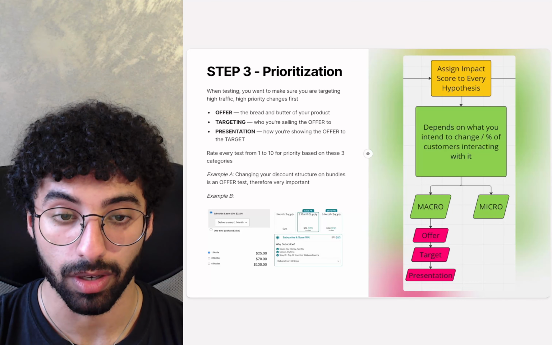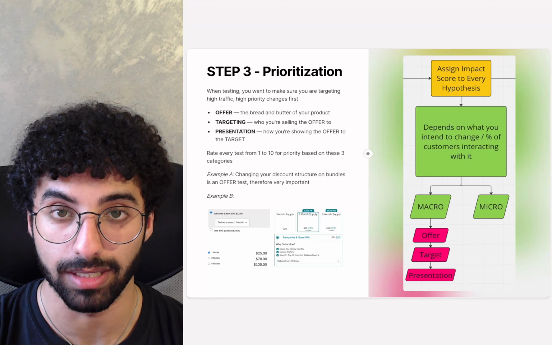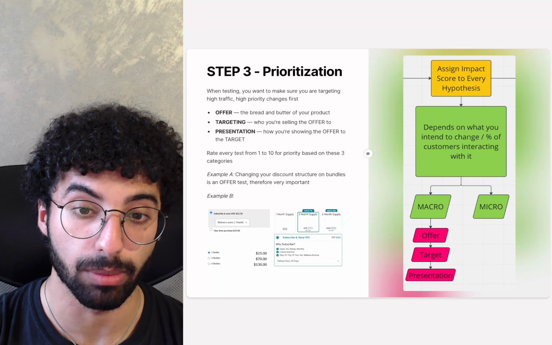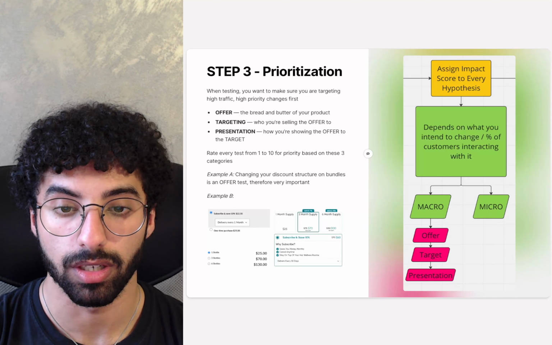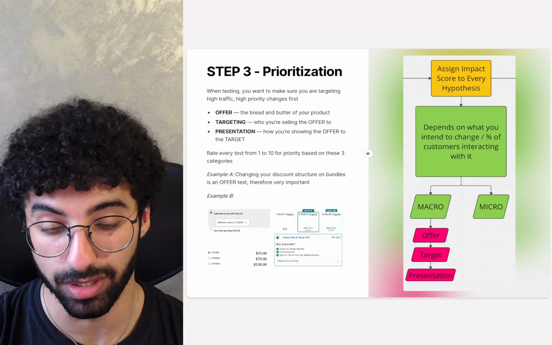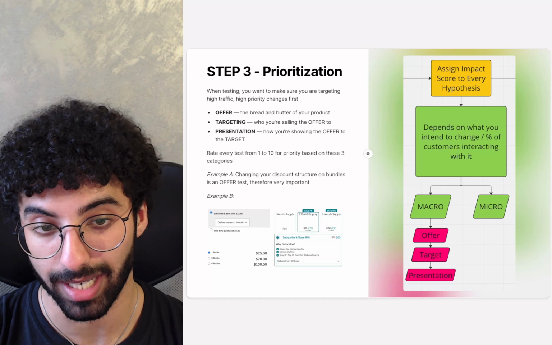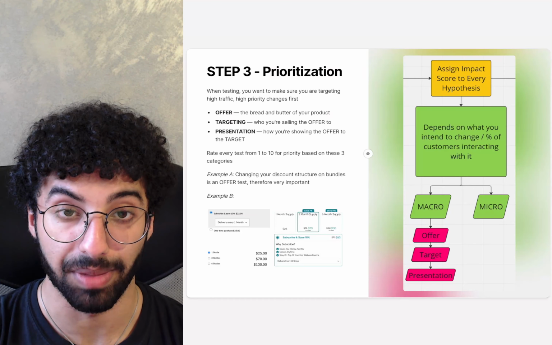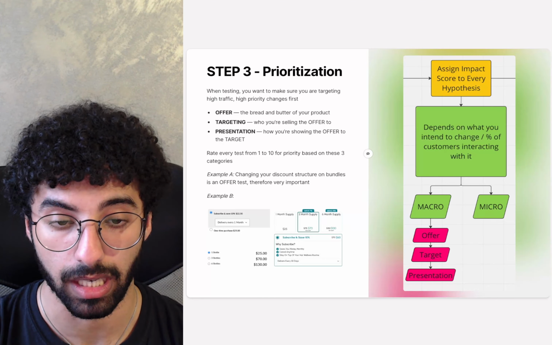So here, in order, are the things which have the most impact on your brand and on your store. Offer, the bread and butter of your product; targeting, who you're selling the offer to; and presentation, how you're showing the offer to the target. As you can see, all of these play into the others, and you have an order of exactly how to prioritize your split tests by following offer, targeting, and presentation.